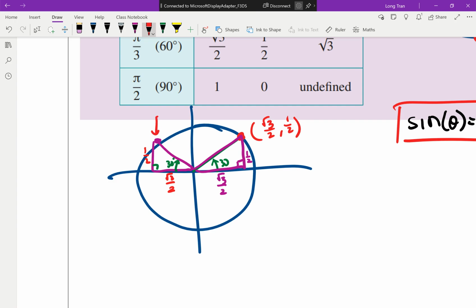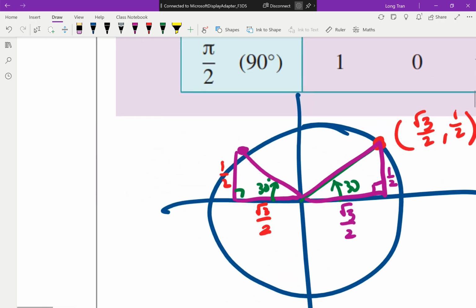So I moved from here, I got up to here, that was root 3 on 2 and half. But if I moved all the way here now, what would the coordinates have to be? Very good. The x value is still the same. The only difference is over here, it's a negative root 3 on 2. So the coordinates here are negative root 3 on 2 and positive half.